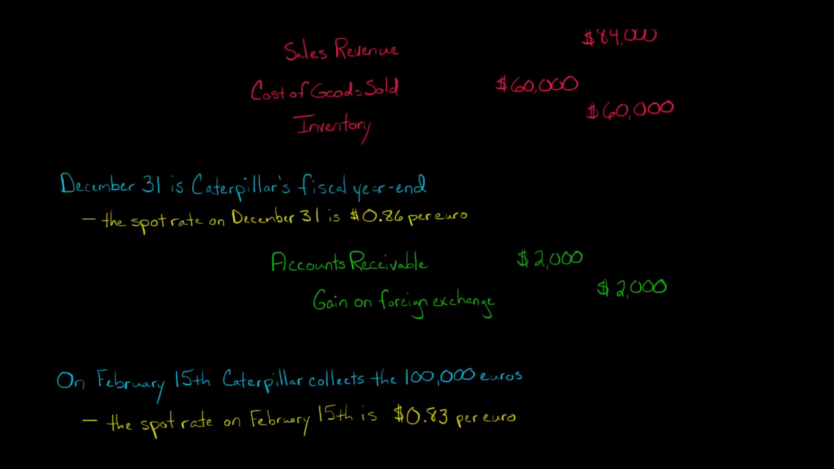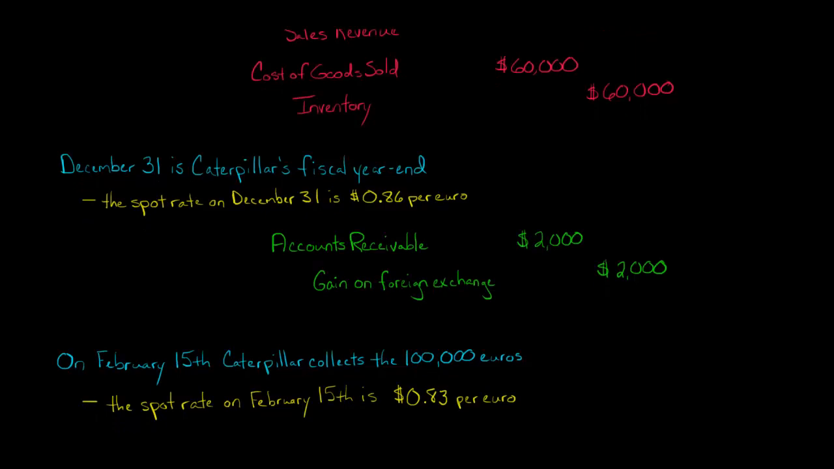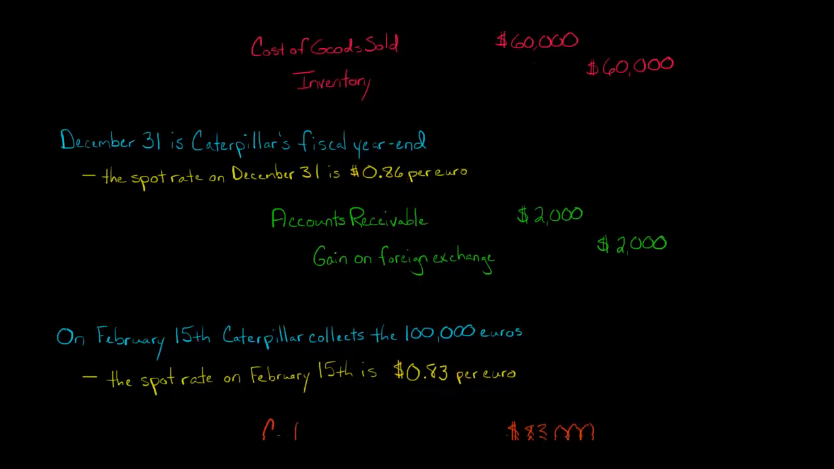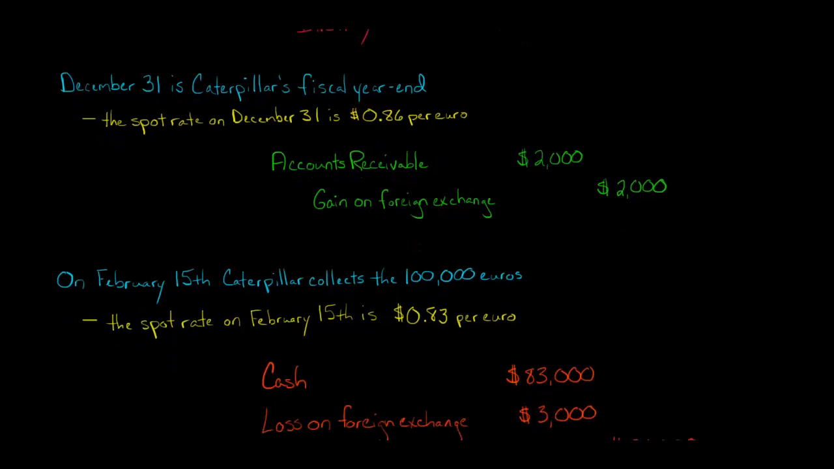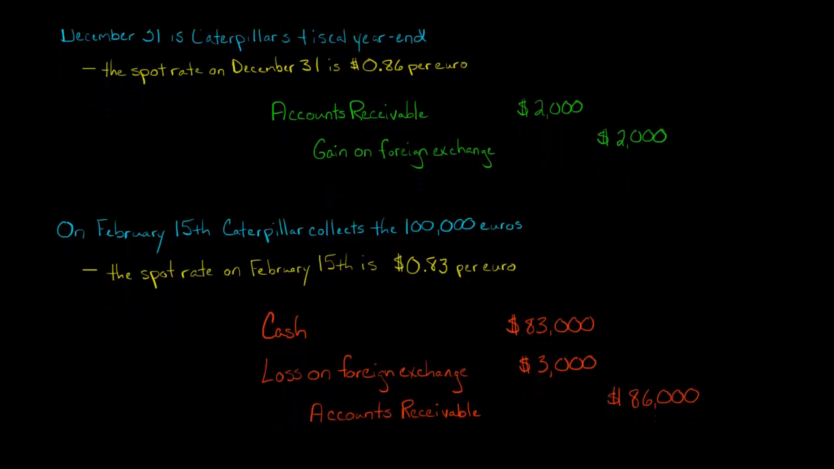And now, February 15th, Caterpillar actually gets the euros, but the spot rate might have changed again. And we see the spot rate on February 15th is now 83 cents per euro. So it originally was 84 cents, then it went to 86 cents, and now it's at 83 cents. So now we're going to need to make a journal entry. We're going to need to reflect the fact that we got this 83 cents per euro. We got a new spot rate, but we also have to reflect the fact that now we've got the money. We collected the euros, and we're going to convert it to cash and so forth.